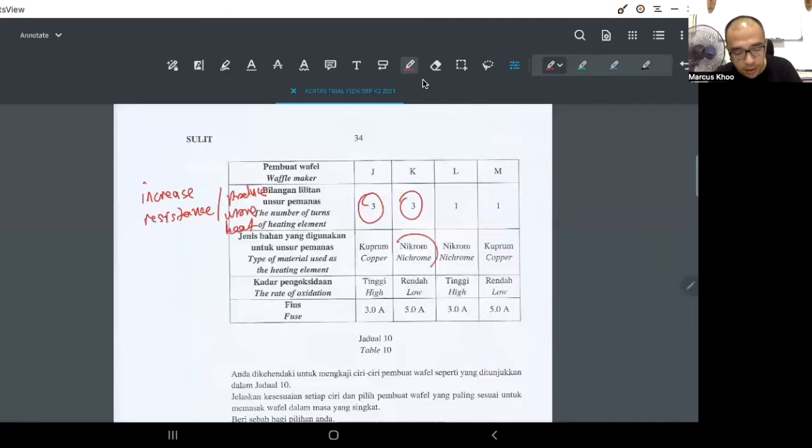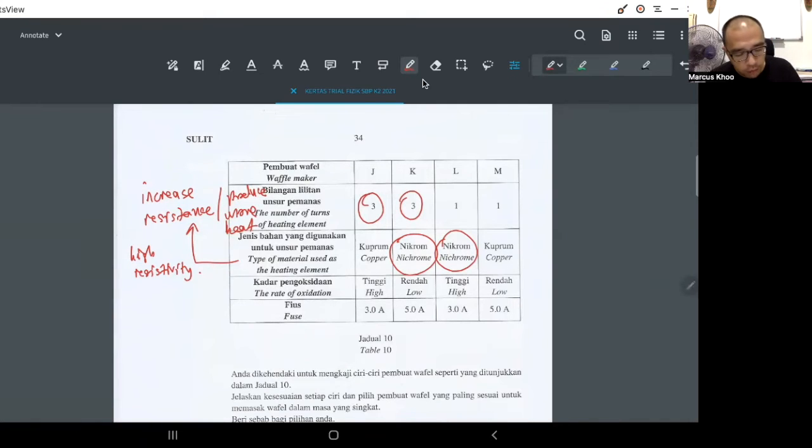Nichrome has high resistance, the same reason. Or you can also use another reason, but this is very specific to nichrome only: high resistivity. But if you are afraid that you cannot remember so many, just keep to the standard ones: increase resistance or produce more heat. All these things will contribute to this.